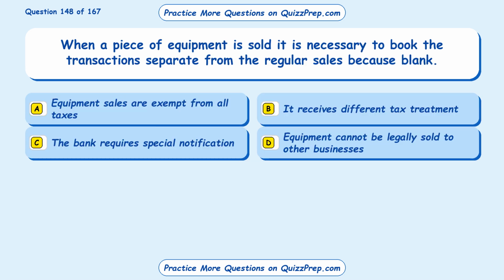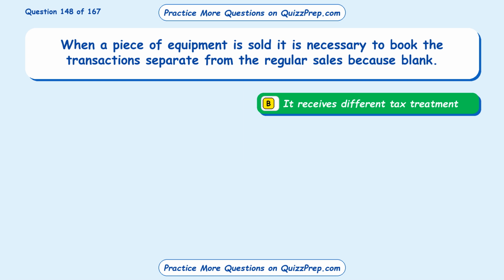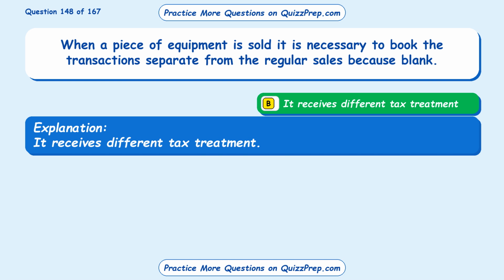Question 148. When a piece of equipment is sold, it is necessary to book the transaction separate from the regular sales because blank. Option A. Equipment sales are exempt from all taxes. Option B. It receives different tax treatment. Option C. The bank requires special notification. Option D. Equipment cannot be legally sold to other businesses. The correct answer is option B. It receives different tax treatment.